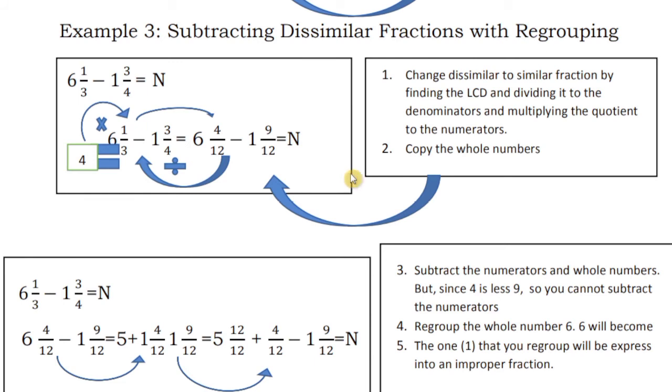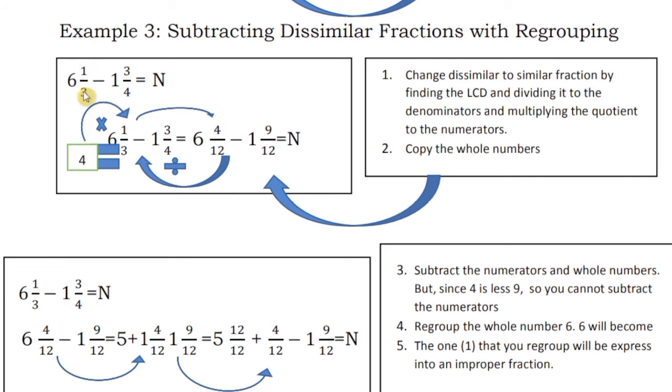Okay, so let's proceed to another set of examples, which is subtracting fractions with regrouping. Previously we did it without regrouping. Now in example number 2, how are we able to subtract dissimilar fractions with regrouping, how to work it out by regrouping. So then again, the given problem: 6 and 1/3 subtracted by 1 and 3/4.